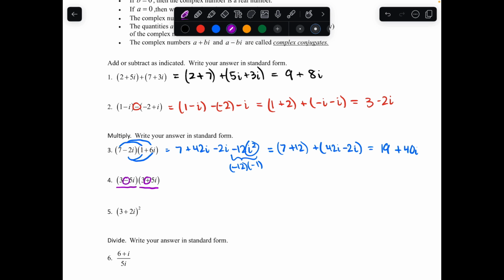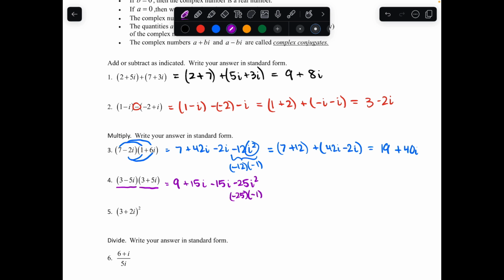So what happens when we multiply complex conjugates together? Well, let's go ahead and FOIL everything out. We get 3 times 3 is 9, and then 3 times 5i is going to be plus 15i. Now negative 5i times 3 is going to be minus 15i. And now we have negative 5i times positive 5i. So minus 25i squared. So what do we have? First off, we have an i squared. So an i squared is going to be negative 1. So really, this is negative 25 times negative 1.